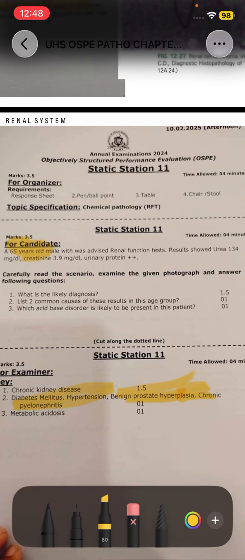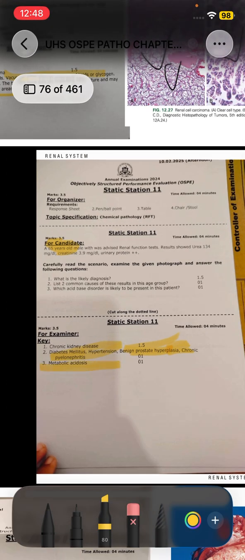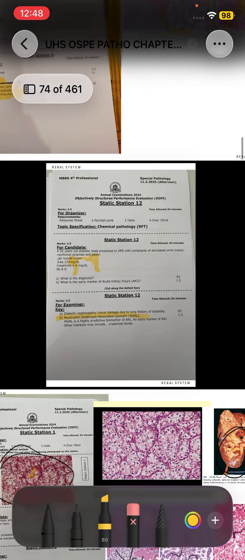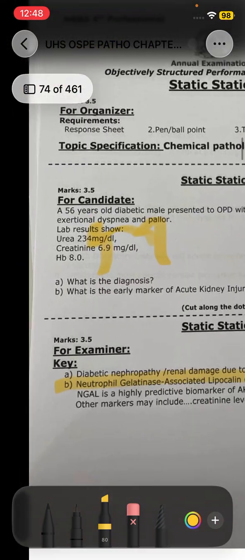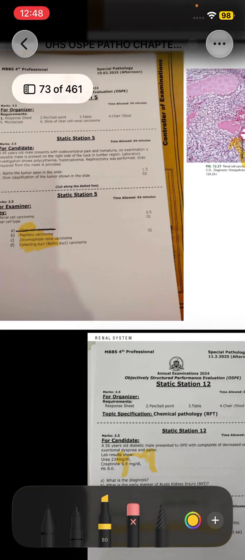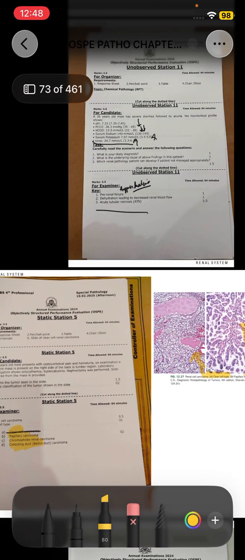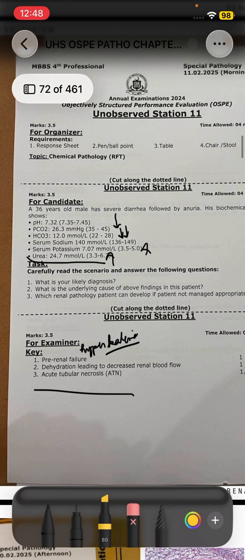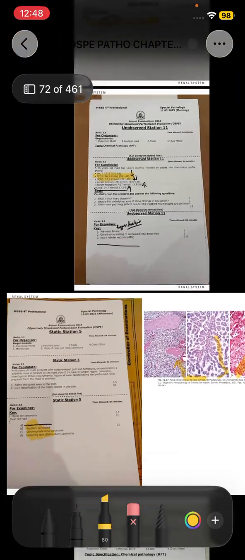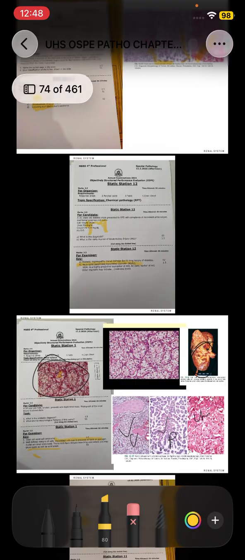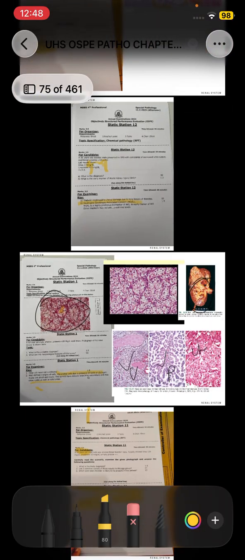The acid base disorder that is not very commonly present is metabolic acidosis, which occurs in diabetes, as you have seen in this one over here, where we talked about acute tubular injury. As you can see, there was acidosis and there was metabolic acidosis, right? So that is pathognomonic of diabetes mellitus.